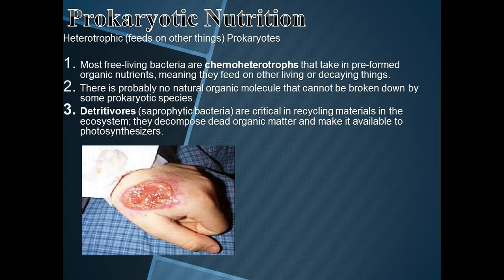These are critical in recycling materials in the ecosystem because they decompose dead organic matter and make it available to photosynthesizers. So basically, something out in the forest dies. It's the detritivores, which would be saprophytic bacteria, that break it down, using that dead organic matter as their own source of nutrition, turning that plant or animal into something that the plants are going to use to get their nutrition from. Plants, of course, make their own sugar molecules through photosynthesis, but they need other things from the soil in order to continue that chemical process.